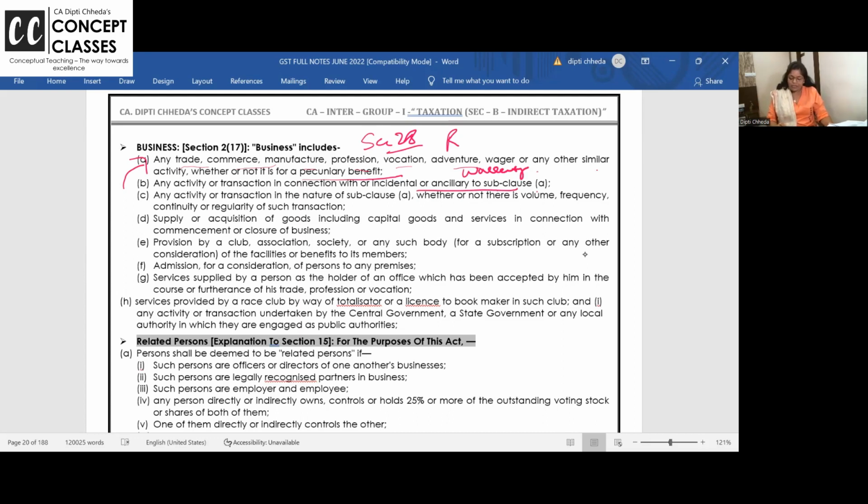Any activity or transaction in the nature of clause, whether or not there is volume, frequency, continuity, or regularity of each transaction. Yes. So business is business irrespective of volume, frequency, continuity. Ma'am, एक ही बार transaction की है, but if it is in crores of rupees or whatever it may be, GST is charged. Supply or acquisition of goods, including capital goods.